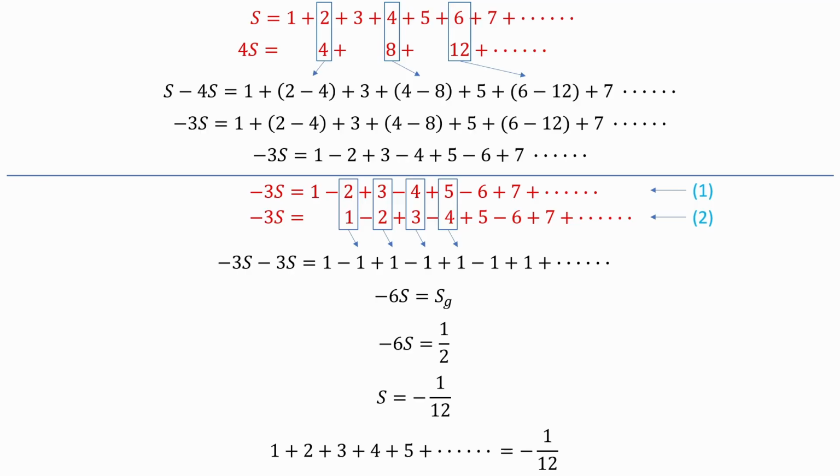Crazy, right? Infinity giving a negative fraction. But that's the beauty of Ramanujan's brilliant mathematical insight. It shows us that mathematics isn't just about numbers. It's about patterns, logic, and creativity.